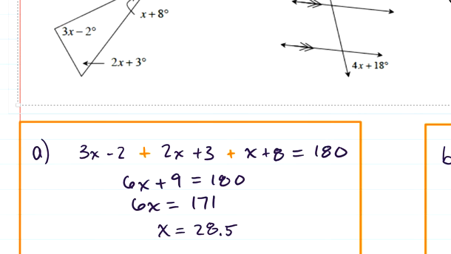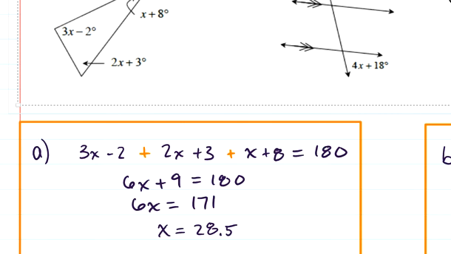So when I collect like terms and subtract the 9 from both sides and then divide by 6, I get that x has to be 28.5. And we were asked to find x, we were not asked to find the size of any one of the angles, so we would be finished at that point.